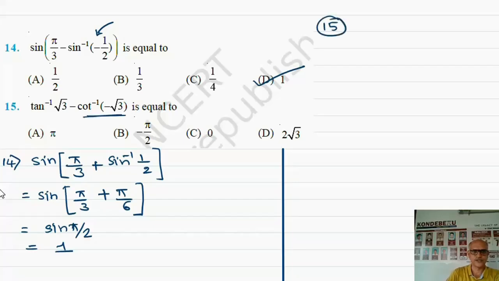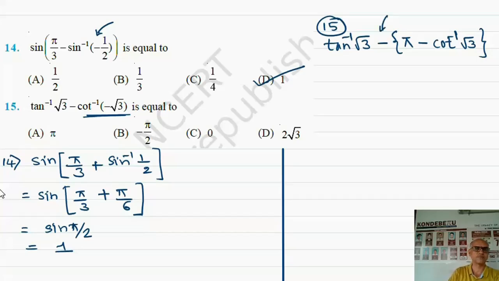Now if I take the 15th. Again if you observe here, there is a minus inside cot inverse. So first tan inverse root 3 as it is. When a minus comes inside cot inverse, it becomes pi minus. So minus of pi minus cot inverse root 3. Since there is a minus outside, you should put a bracket. Now substitute the values.